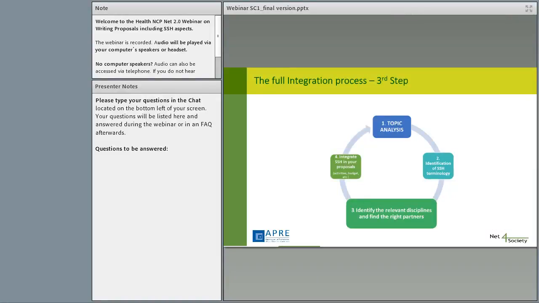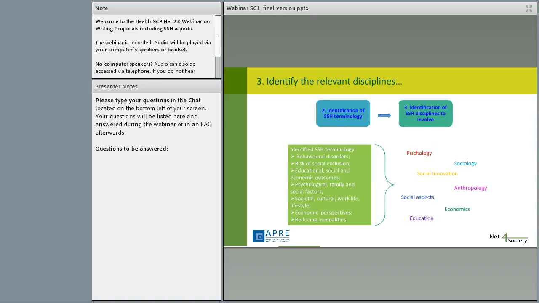Let's move to the third step: the identification of relevant disciplines and the right partners. Of course, the first step is topic analysis, the first reading of the topics. The second step is the identification of the socio-economic sciences terminology. You need to understand if the topic is flagged for SSH or not. If the topic is flagged for SSH, of course, you need to identify the relevant disciplines from the socio-economic sciences and humanities to involve in the consortium, and the right partners.